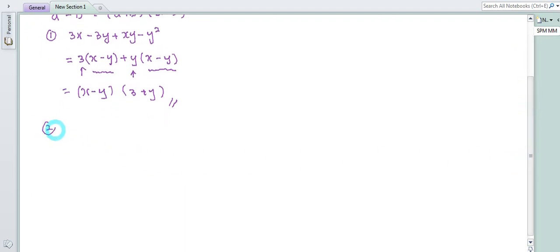Okay, so number 2, 18x squared minus 2. Okay, the first thing we can do is we factorize 2 out first. So you will get 9x squared minus 1. Okay, we still cannot stop here because we still can proceed further. So this is actually, now the x squared now is only for x.